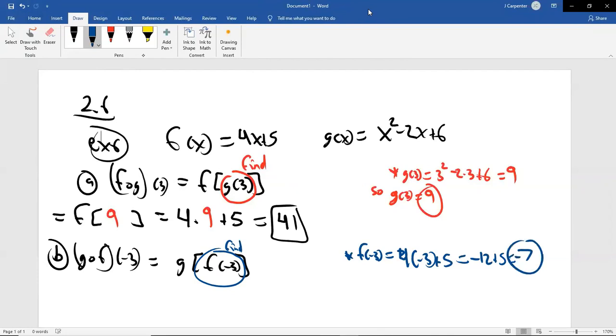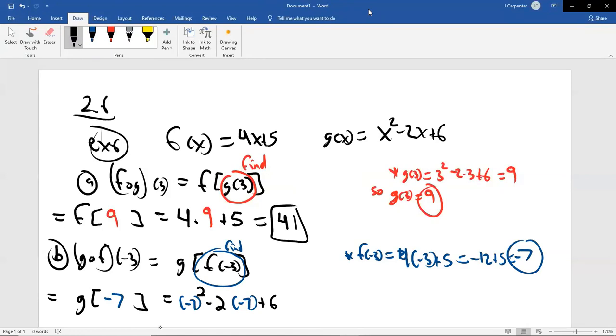So this negative 7 is what's going to go there. Instead of f of negative 3, we just write negative 7. So now this is equal to g of, again, parentheses if you prefer, no one cares, negative 7. So we're going to the g function, and both of the x's will turn into negative 7s. So that's going to be negative 7 squared, and then minus 2 times negative 7, and then plus 6.